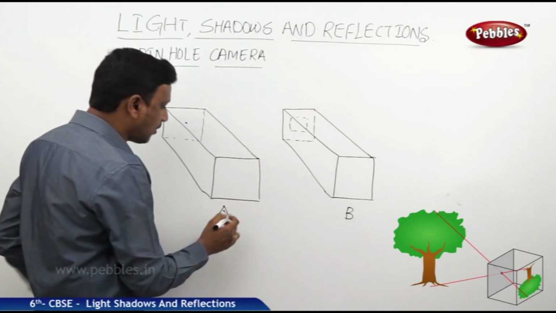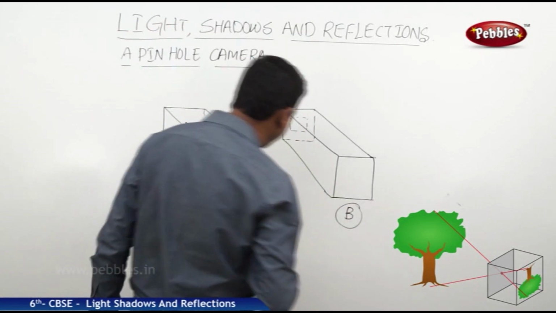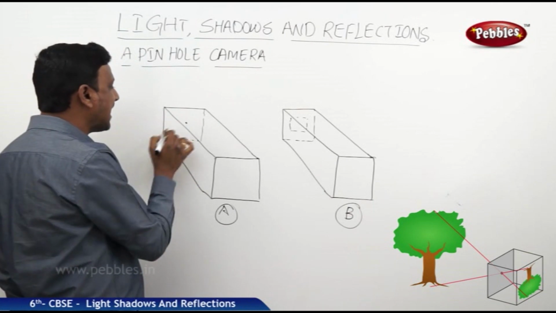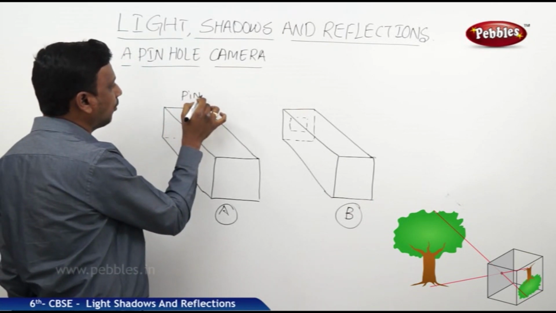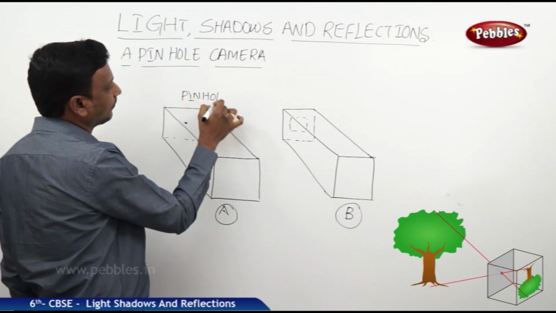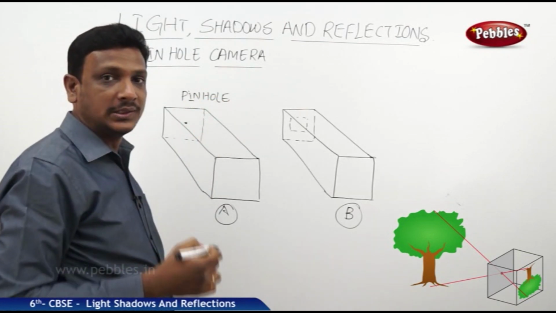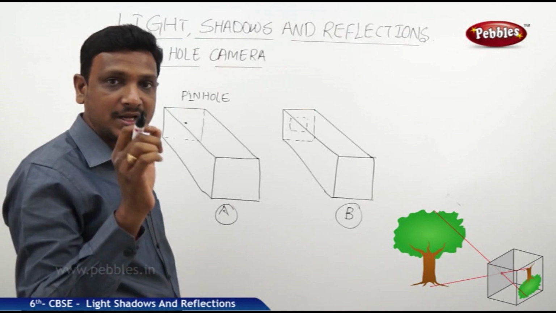So this is the outer box. I labeled it as A and this is the B. So for this box, at the back side you made a hole, a pinhole. So that's the reason why you call this camera a pinhole camera. You just made a hole.